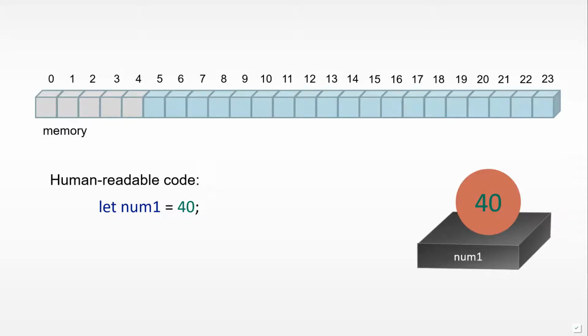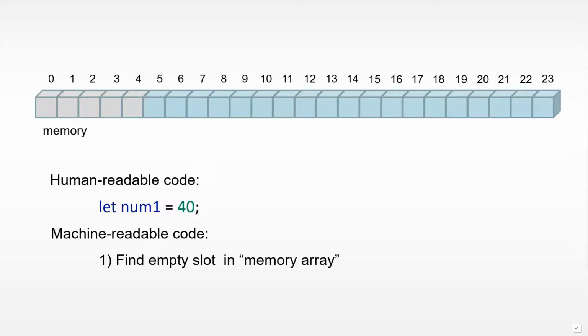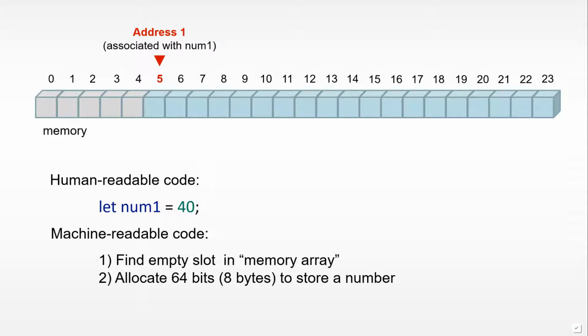But what would happen in machine readable code? Well, in order for us to actually follow the instruction, the first thing that we have to do is find an empty slot in memory. For example, address 5 is empty. We will then allocate 48 bits or 8 bytes, so 8 boxes, so that we store a number. Now in JavaScript, it takes 8 boxes, 8 bytes to store a number. This is just the convention that the language uses. So we allocate 8 boxes and then we store the number in memory.